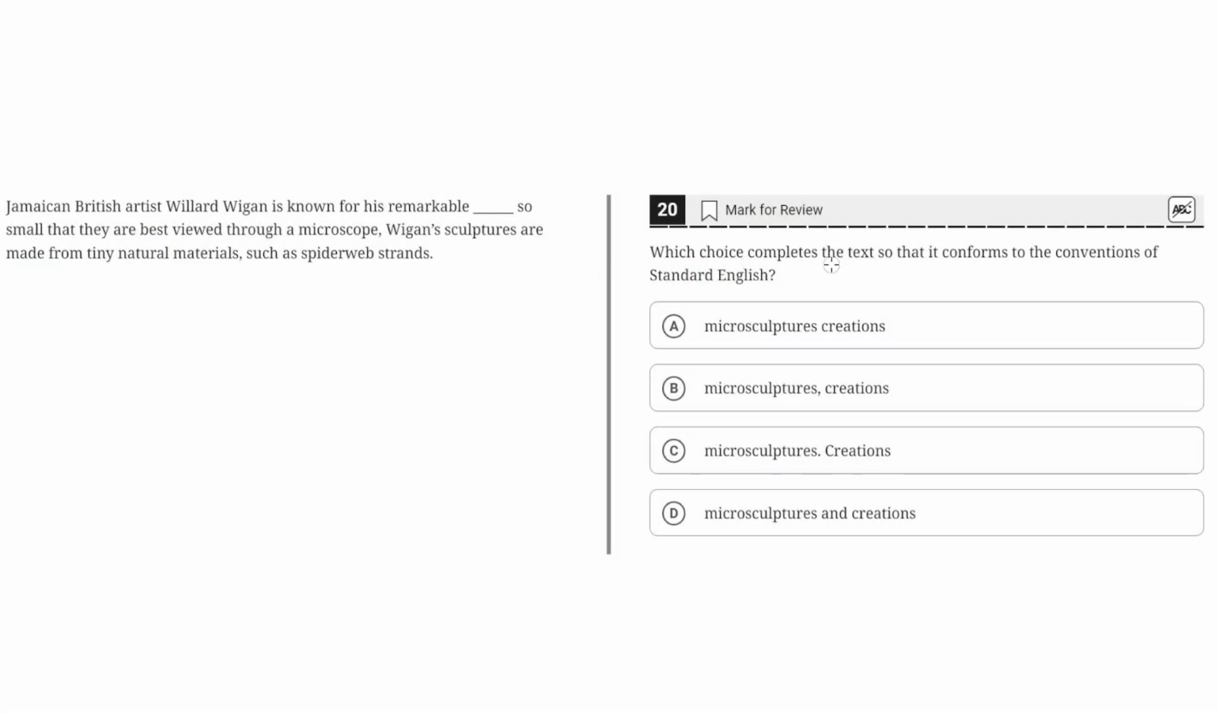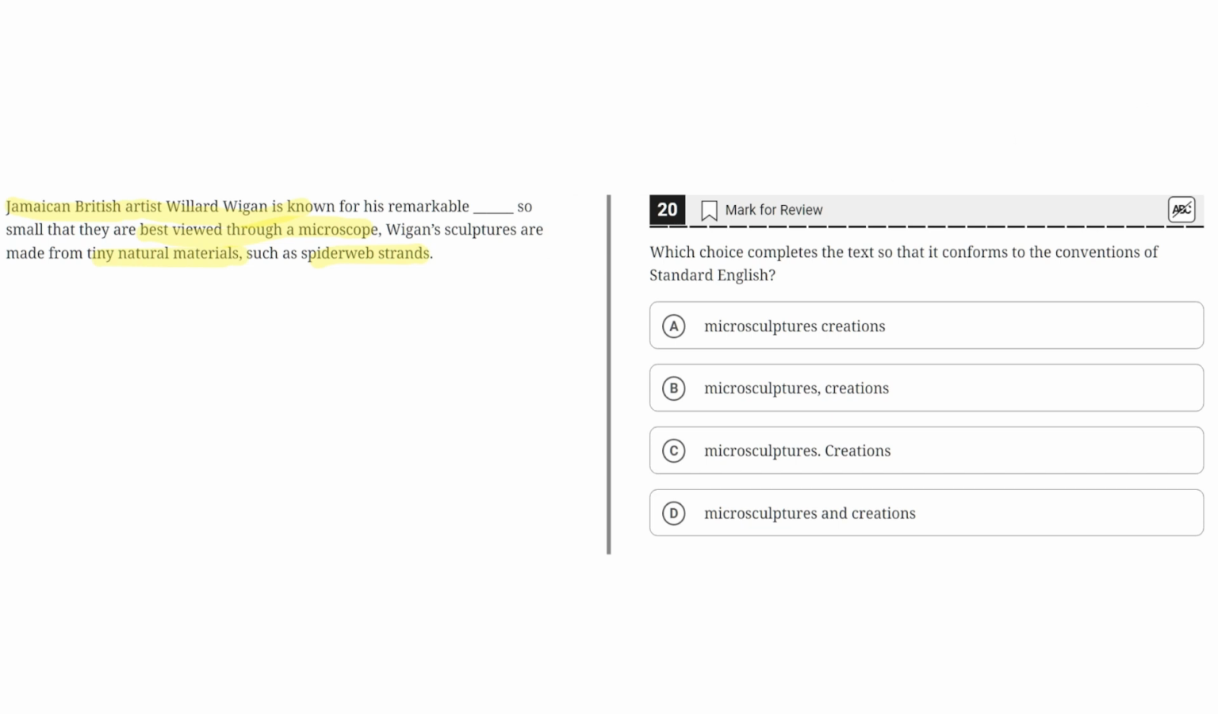Which choice completes the text so that it conforms to the conventions of standard English? Jamaican-British artist Willard Wiggin is known for his remarkable blink, so small they are best viewed through a microscope. Wiggin's sculptures are made from tiny natural materials such as spiderweb strands.